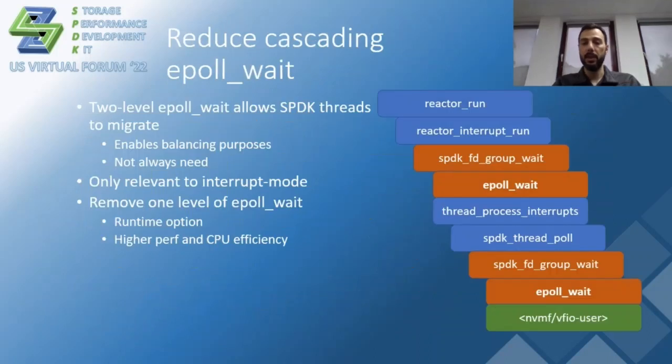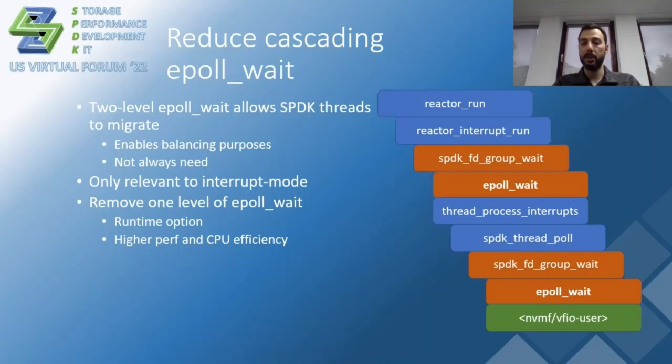Another optimization we did to improve CPU efficiency in interrupt mode is to remove one level of epoll. SPDK creates epoll instances, and the resulting epoll fd is passed to another epoll instance. Therefore, when the higher level epoll returns, a second level epoll is used to identify which epoll instance is ready. This mechanism allows threads to be migrated between reactors, which is essential for implementing load balancing.